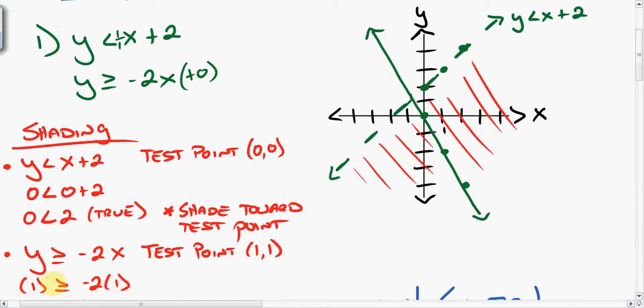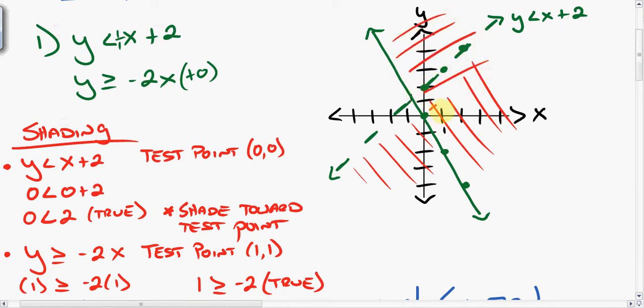Evaluate each side independently, so I'll write it over here. 1 is greater than or equal to negative 2 times 1, which is negative 2. So is 1 greater than or equal to negative 2? You need to evaluate that. Think about it. Make sure you're correct, and it is true. So again, I had a test point up here, and I want to shade in that direction. So I'm going to shade up here.